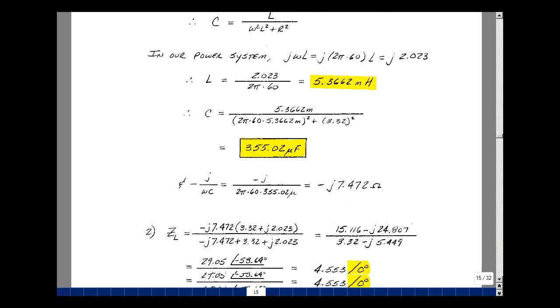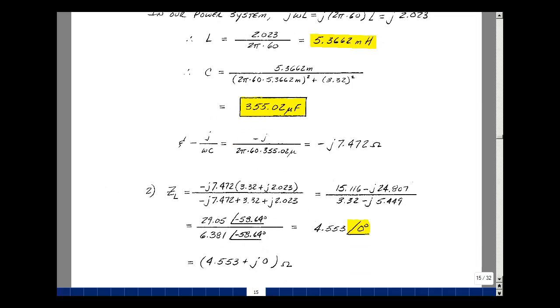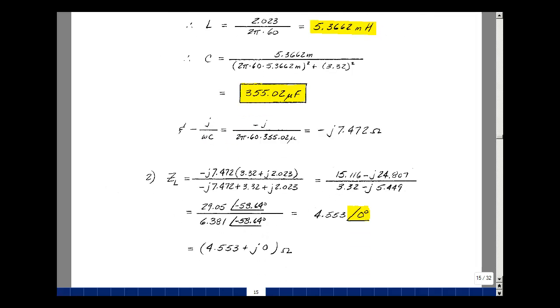Let's calculate the value of the impedance of this capacitance in parallel with the motor's series R and L. Take the product over the sum again, so here's my impedance of the capacitance, and here's my impedance of what's in parallel with that, my real and imaginary part, my inductive part here, and over the sum of these two. So multiplying this out, this times this term here would give me a j squared, and I cancel the minus, and I get 15.116. Product of these two terms is minus j 24.807. Real part of 3.32, and then adding these two together, I get minus j 5.449.